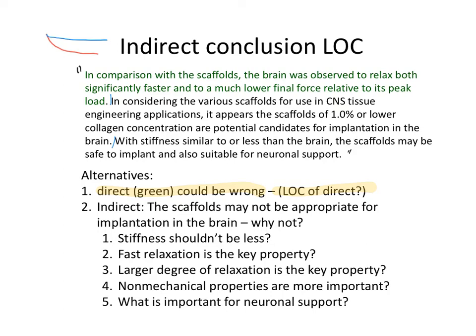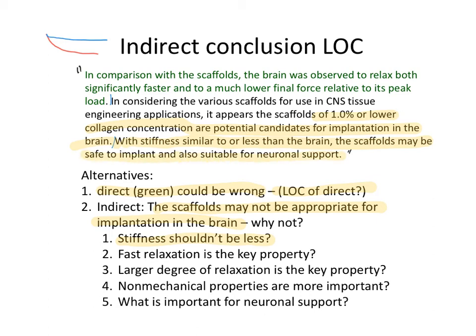Then the second thing is maybe the scaffolds are not appropriate for implantation in the brain, because the statement here said that the 1% or lower scaffolds would be potential candidates. So I'm just saying this is the opposite of that. They're not potential candidates. So then we ask, well, why might they not be? One possibility is maybe the stiffness shouldn't be less. And in fact, they're arguing that these ones are appropriate because their stiffness is similar or less than the brain, so they would be safe to implant and suitable for neuronal support.